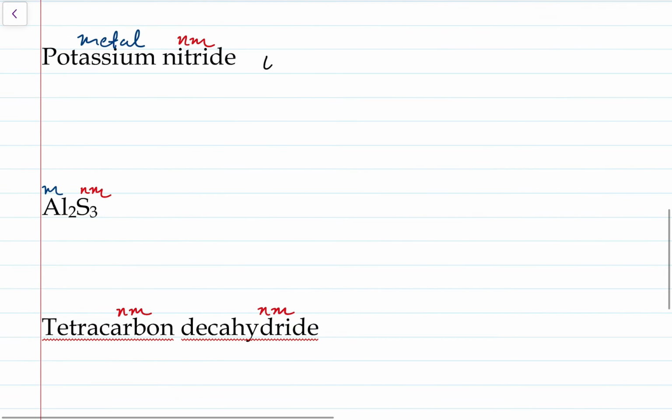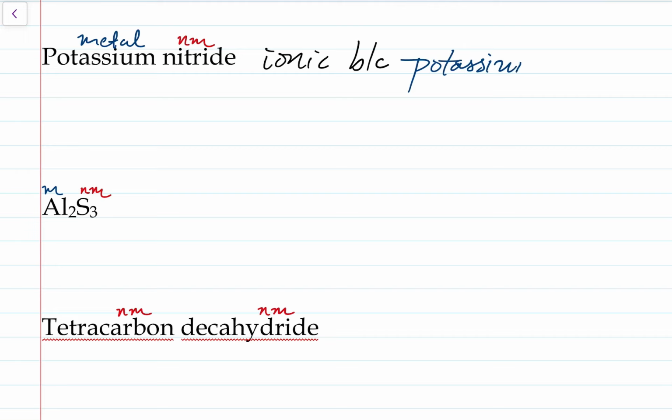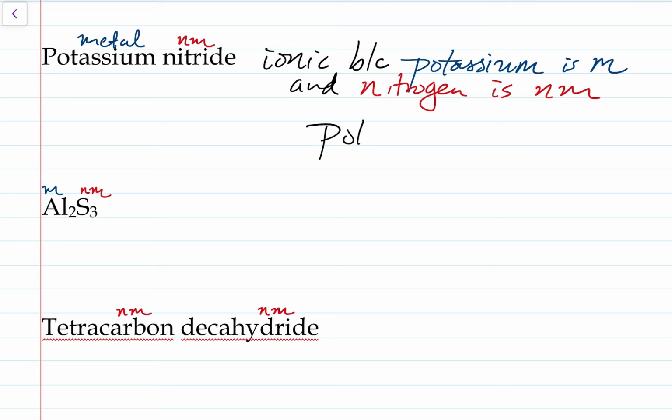Potassium nitride is ionic because potassium's a metal. And that's going to form the cation, and nitrogen is the nonmetal, and the nonmetal name changes. Okay, and we're just going to call this thing potassium nitride. Whoa, sorry. We've already been told what it's called.